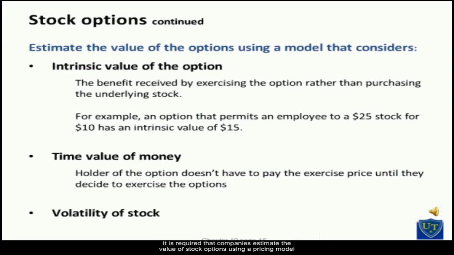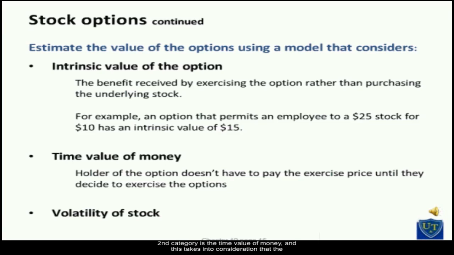The FASB requires that companies estimate the value of stock options using a pricing model that considers 6 factors. We'll group those 6 factors into 3 categories. The 3 categories are the intrinsic value of the option, and that part of the value addresses what the value of the option is today.